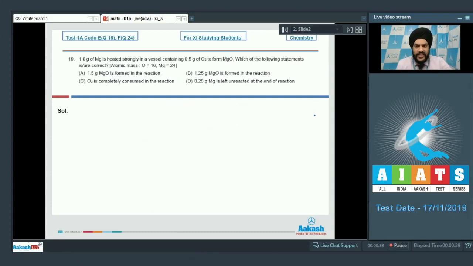So students, the first section contains 6 questions. Each question has 4 options, out of which one or more than one option may be correct. Okay, so let's start with question number 19.